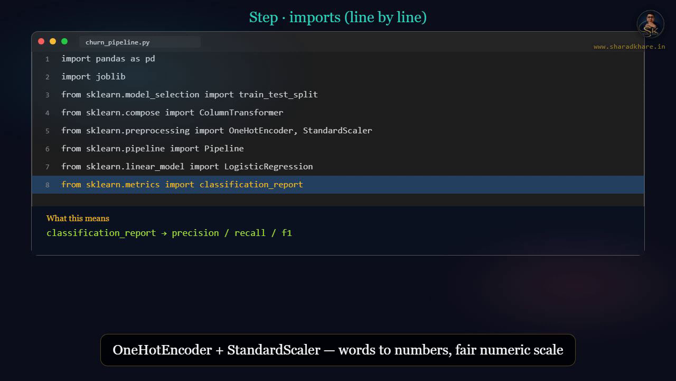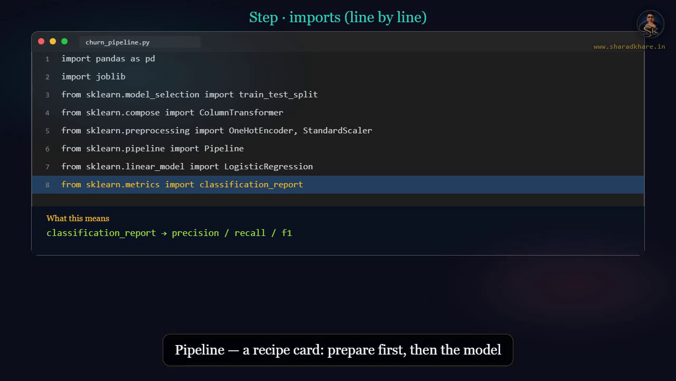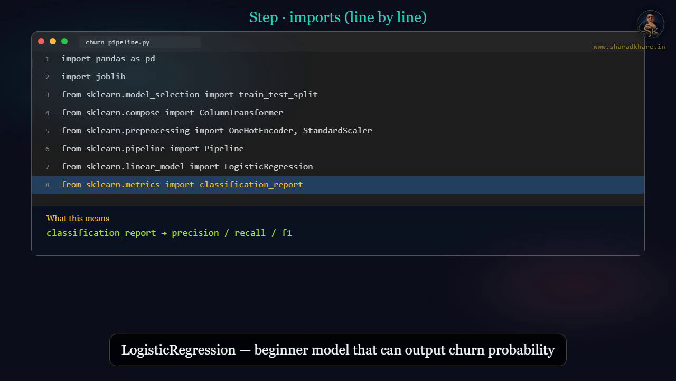Then we import OneHotEncoder and StandardScaler from sklearn.preprocessing. One-hot encoding turns words like month-to-month into numbers. Scaling keeps big bills from overpowering small tenure values. From sklearn.pipeline import Pipeline. A pipeline is like a recipe card. Prep first, model second, always in the same order.